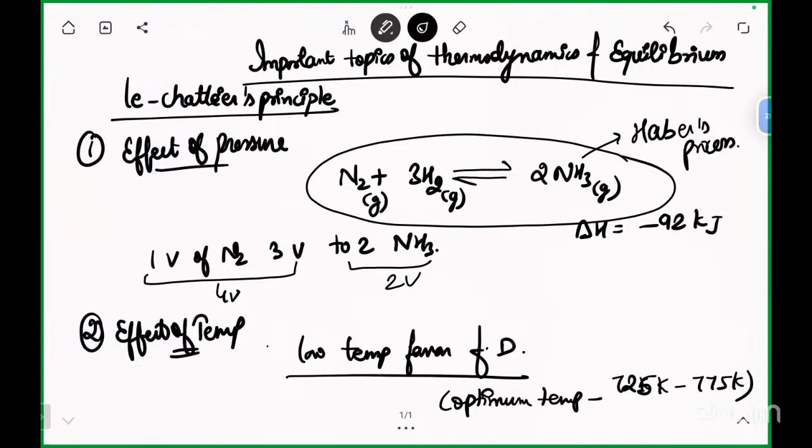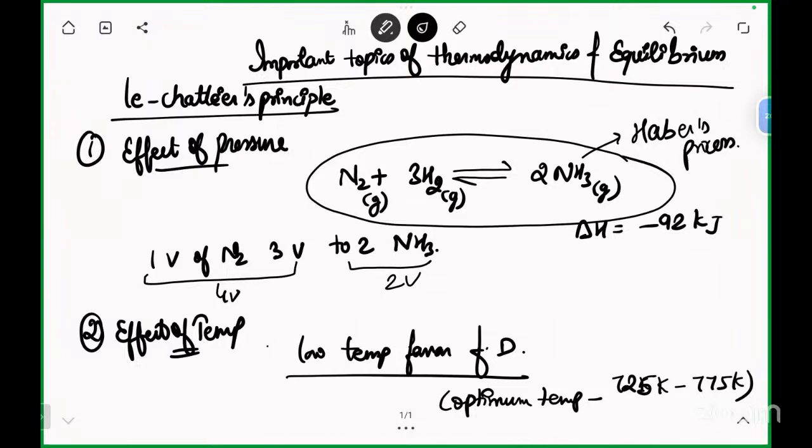So this is all about the Le Chatelier principle. You have to remember the effect of pressure and the effect of temperature. Most probably there is a possibility that you will get a question on Haber's process, so just remember this is important.